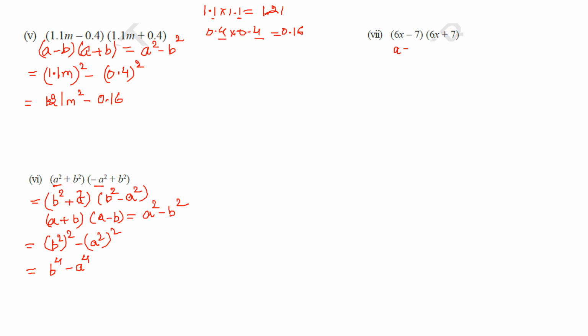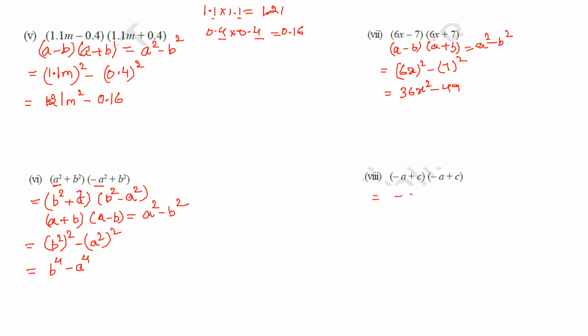Again it is based on the identity a minus b, a plus b, which gives me a square minus b square. So here your a is 6x. So 6x whole square minus b square, b is 7, 7 square. So it will give me 36x square minus 49. Next, minus a plus c and minus a plus c again. So I can write it as minus a plus c whole square.